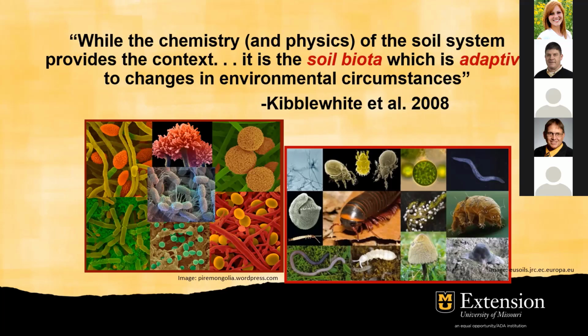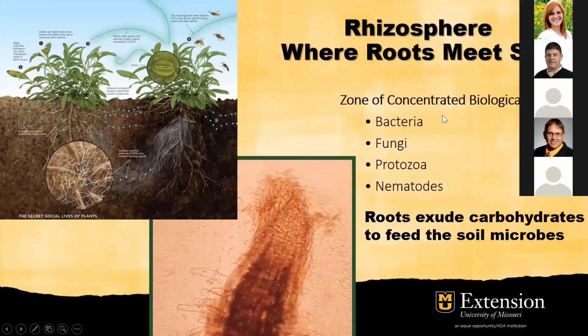On the left, the photo shows microscopic levels of bacteria and fungi and so forth. The photo on the right includes all of our other more macro-sized organisms: beetles, earthworms, fungi, and even vertebrates. All of that is completely tied to the system. That association occurs in the rhizosphere, where the roots meet the soil. It's that zone of concentrated biological activity in and around the root, where the bacteria, the fungi, the protozoa, and the nematodes all hang out.